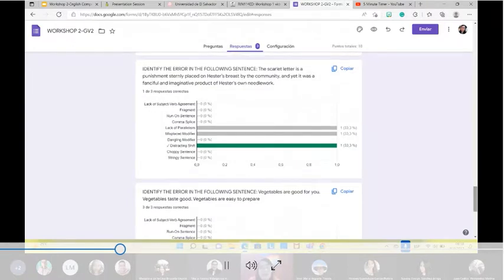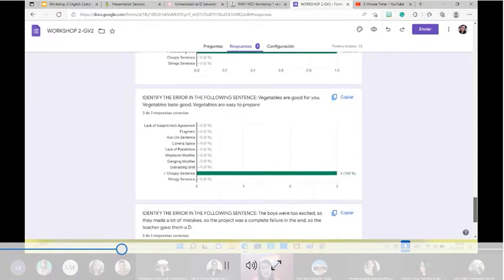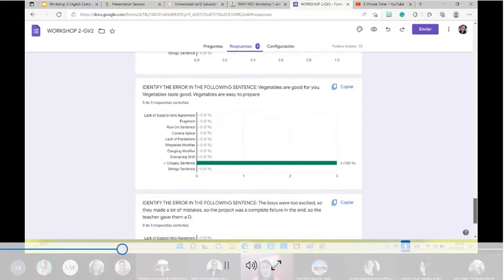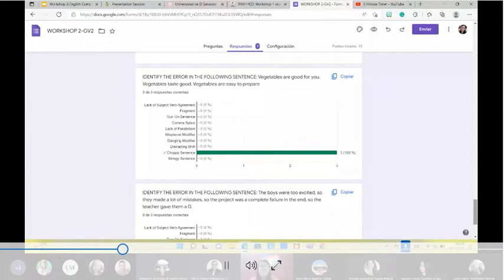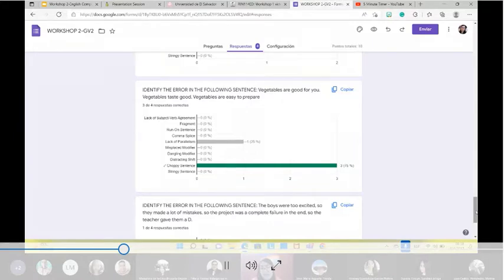Identify the error in the following sentence. The scarlet letter is a punishment sternly placed on Hester's breast by the community, and yet it was a fanciful and imaginative product of Hester's own needlework. Yes, we have a distracting shift. And then we have: Vegetables are good for you. Vegetables taste good. Vegetables are easy to prepare. A choppy sentence. One sentence after another, and period. That is a choppy sentence structure.